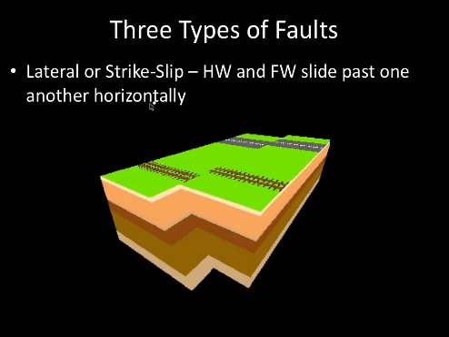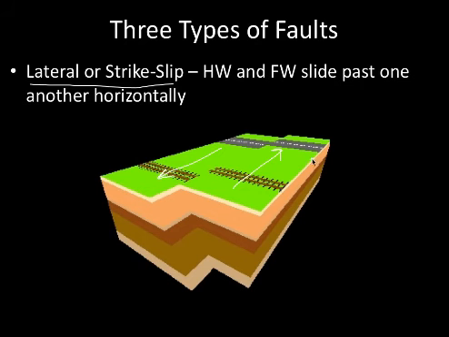And the last one has two names. It's called a lateral or a strike slip fault. They both mean the same exact thing. And it's where the hanging wall and the footwall slide past one another horizontally. Meaning, it's where one wall does this and the other wall does this. There's no up or down motion here. So the railroad tracks got split horizontally. The road got split horizontally.